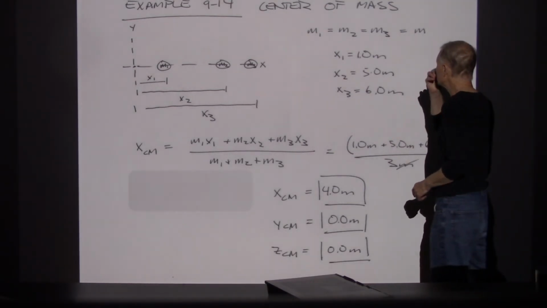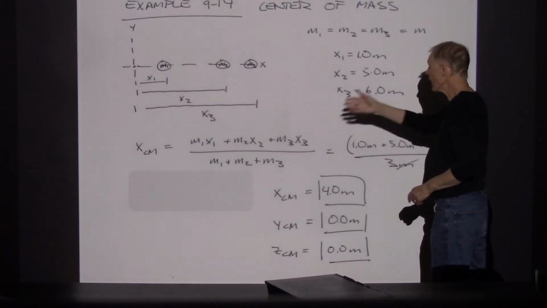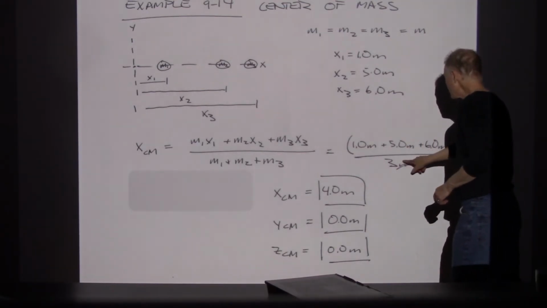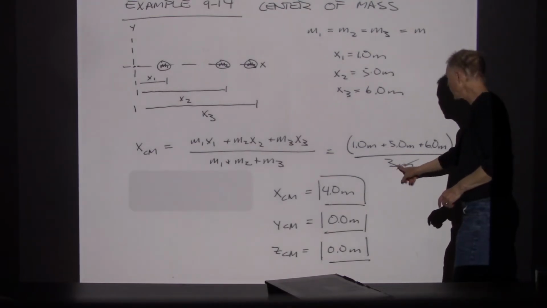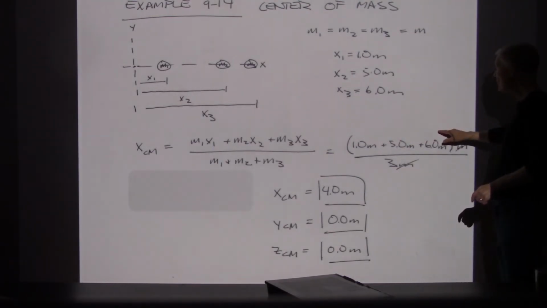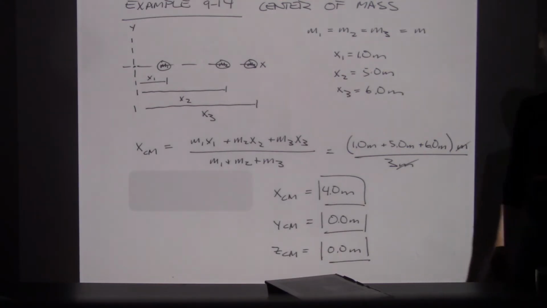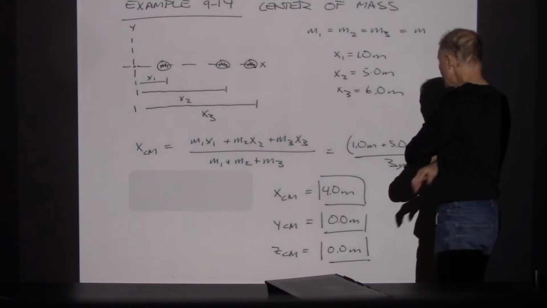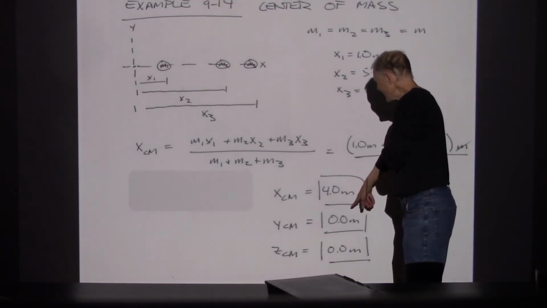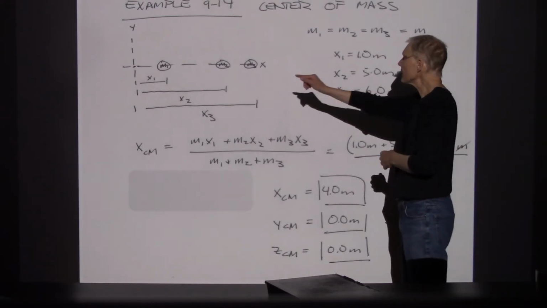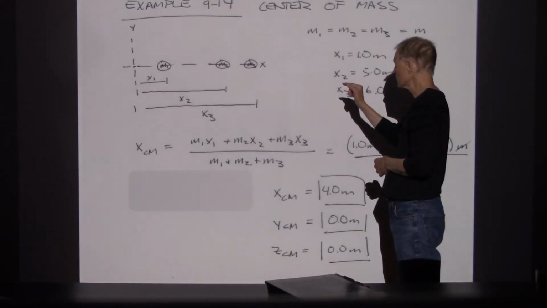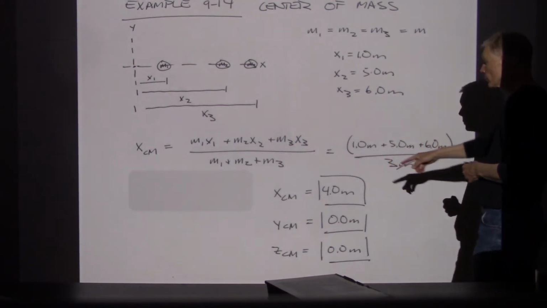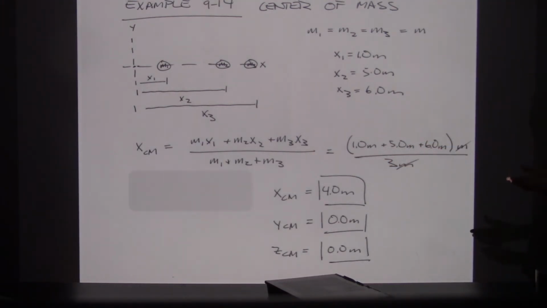And then, just following this formula, I'm going to get 3 masses below. The masses will cancel out. So now it just becomes the average value of 1, 5, and 6. And so the center of mass for that works out to be 4 meters. Now, I did this. I don't know how useful this is. Since everything is right along the x-axis, the center of mass coordinate for the y direction is 0, and the center of mass coordinate for the z direction is also just 0.